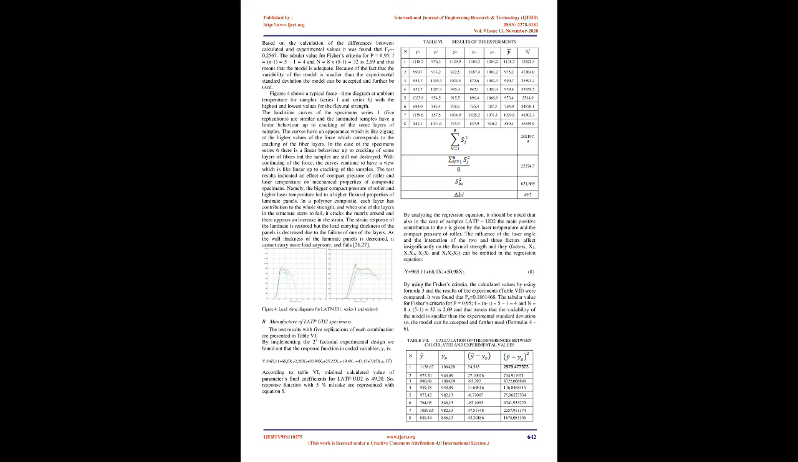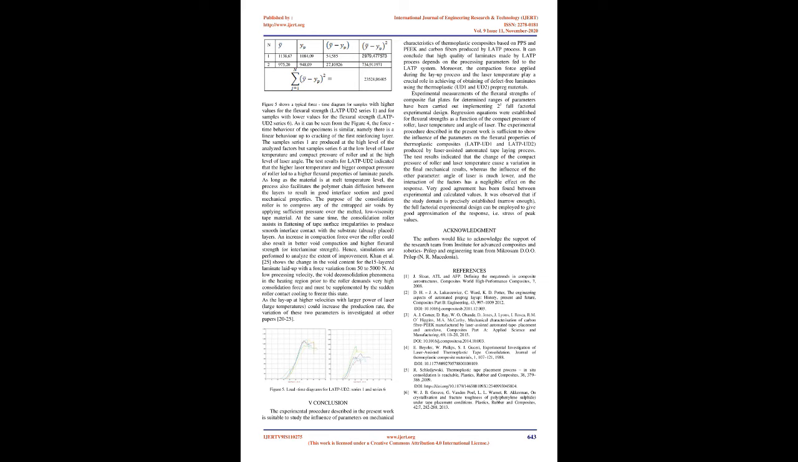In a polymer composite, each layer has a contribution to the whole strength, and when one of the layers in the structure starts to fail, it cracks the matrix around and there appears an increase in the strain. The strain response of the laminate is restored, but the load-carrying thickness of the panels is decreased due to the failure of one of the layers. As the wall thickness of the laminate panels is decreased, it cannot carry more load anymore, and fails 26, 27.